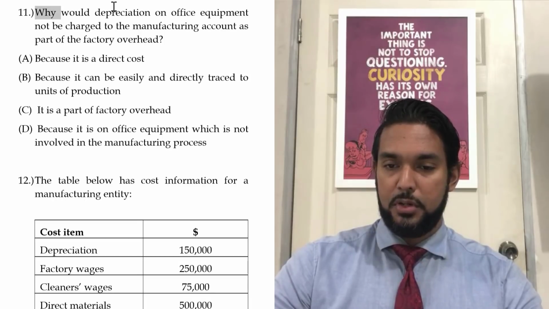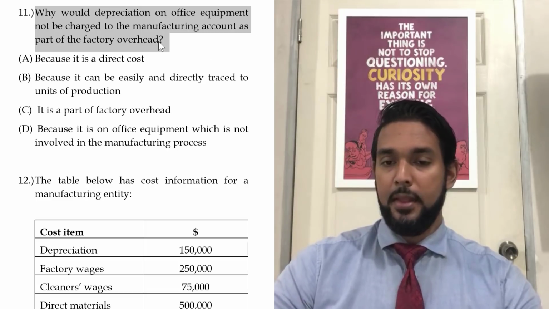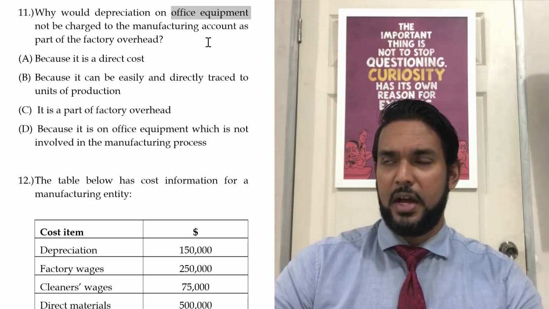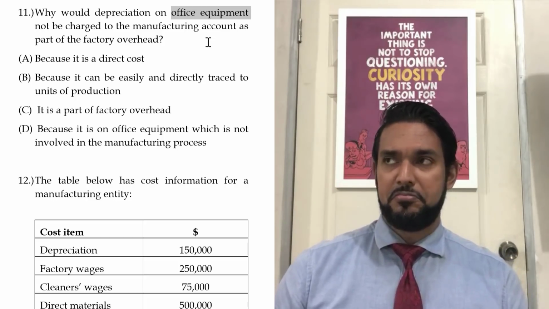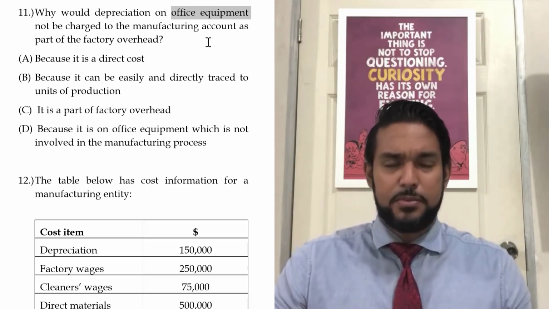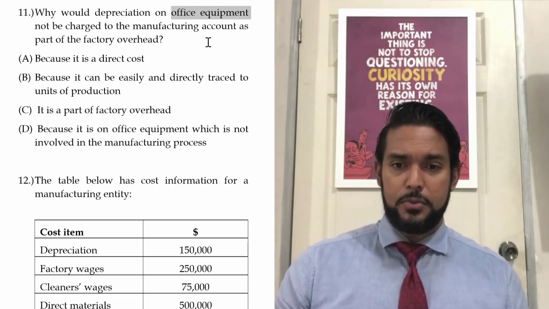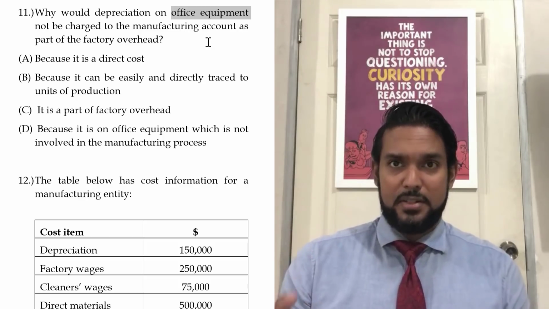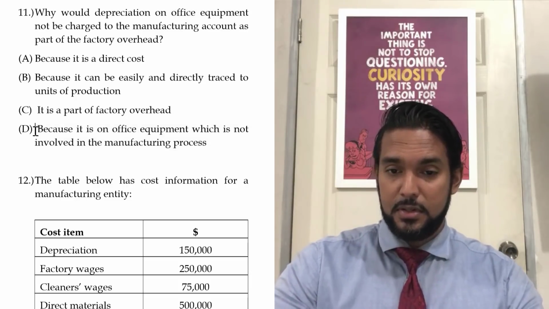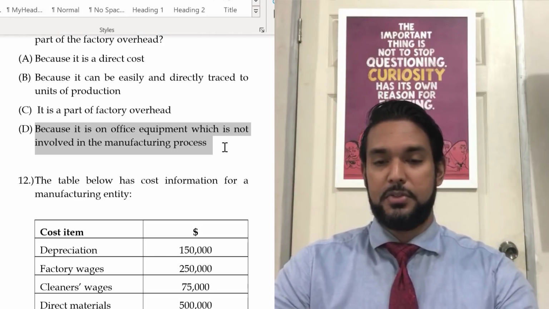Why would depreciation on office equipment not be charged to the manufacturing account as part of factory overhead? You notice it says office equipment. So even if your factory has an office and the office is in charge of admin stuff, payroll, filing, taking orders, that kind of stuff, that's not activity geared towards manufacturing or production of goods. So the straight answer there would be because it is not part of the manufacturing process, which is option D, because it is on office equipment. The depreciation is on office equipment, which is not involved in the manufacturing process.